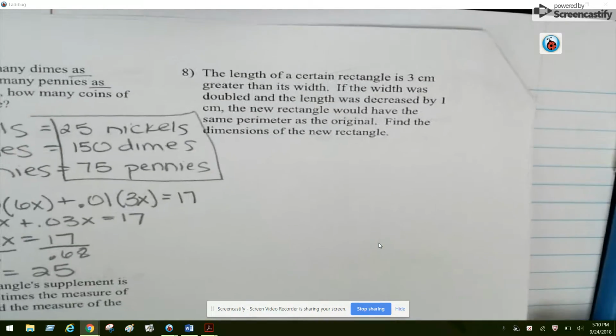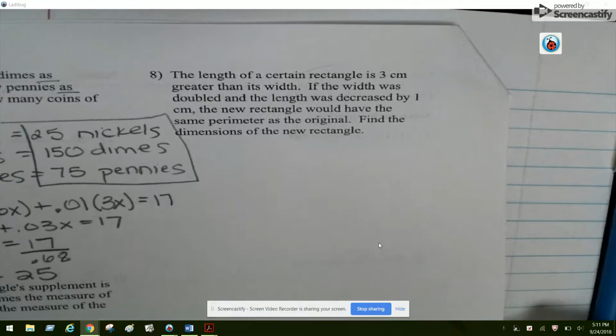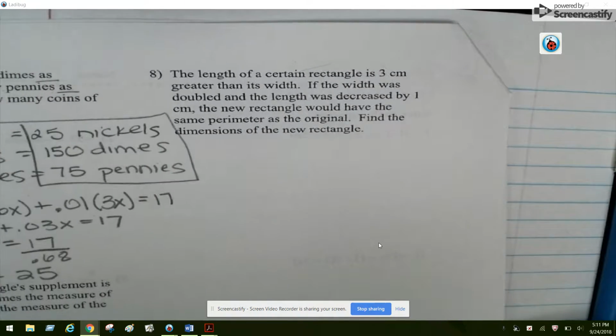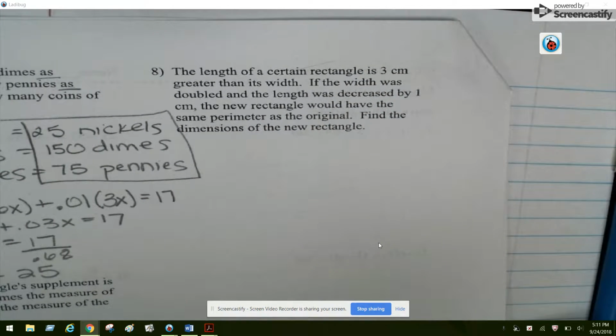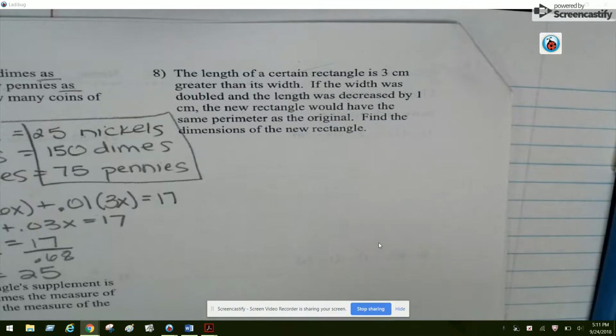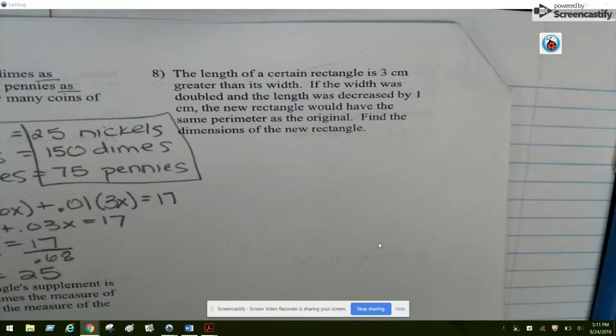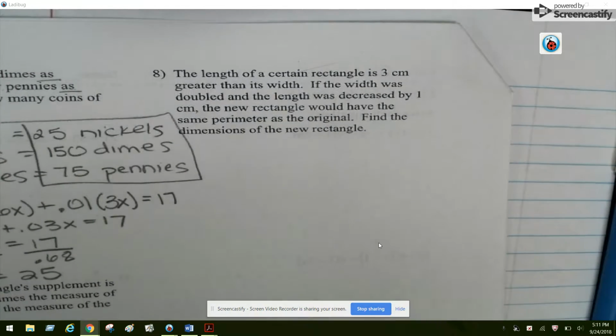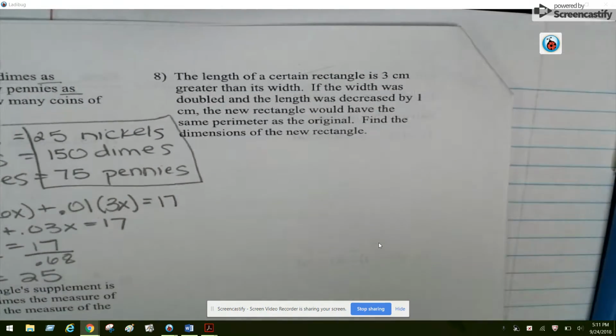All right, so we're going to look at number 8 right now, which is this problem here. The length of a certain rectangle is 3 centimeters greater than its width. If the width was doubled and the length was decreased by 1 centimeter, the new rectangle would have the same perimeter as the original. So we're trying to find the dimensions of the new rectangle. So essentially we're trying to find the width and length of the new rectangle, but we first have to figure out the width and length of the original.